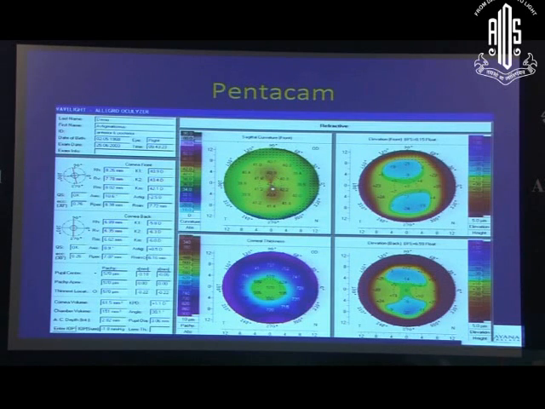What curvature map? What kind of patterns can you get? 11 pattern. What pattern is this? Okay, vertical bow tie pattern. Looks like it's with the rule astigmatism. Yes, we got the diagnosis.